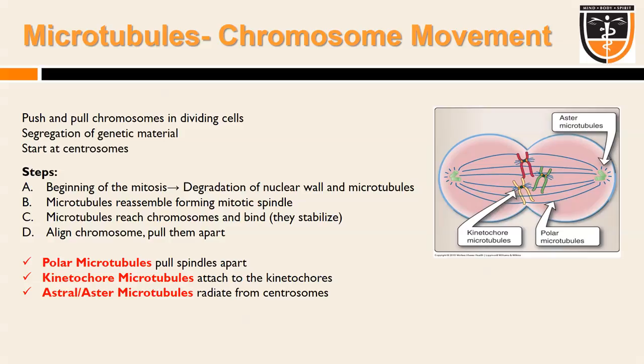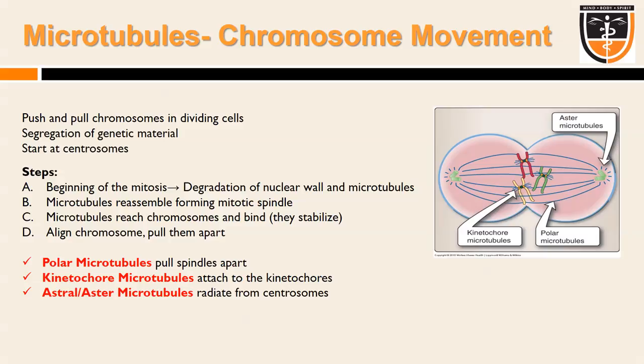Now, this is the important role of microtubules: formation of the mitotic spindle. Microtubules will have to separate and split genetic material during division. So they will push and pull chromosomes in dividing cells. By doing this, they will segregate the genetic material, and they will start working from the centrosomes.